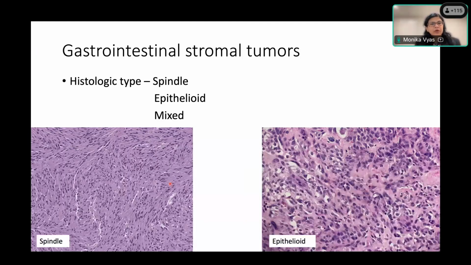And finally, moving on to GIST, very quickly, you definitely need to know and tell the clinician what type of GIST it is. Is it a spindle cell, epithelioid, or mixed type of GIST? Epithelioid GIST have more syndromic associations. They can have germline SDH mutations. So definitely you need to think about these things, be aware, and do stains to make sure you don't miss that.